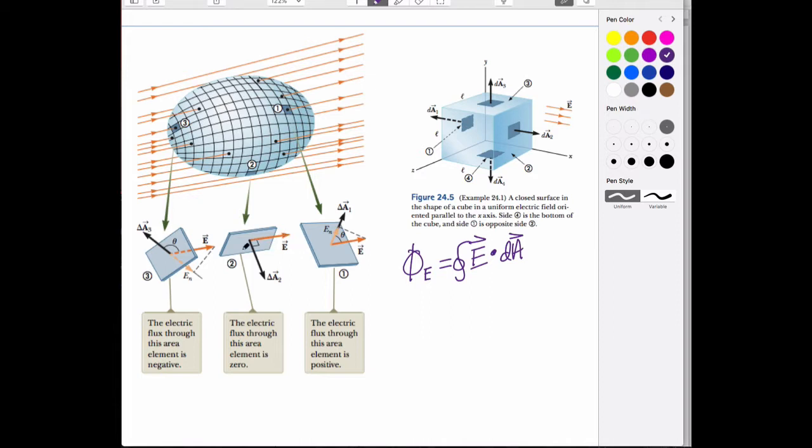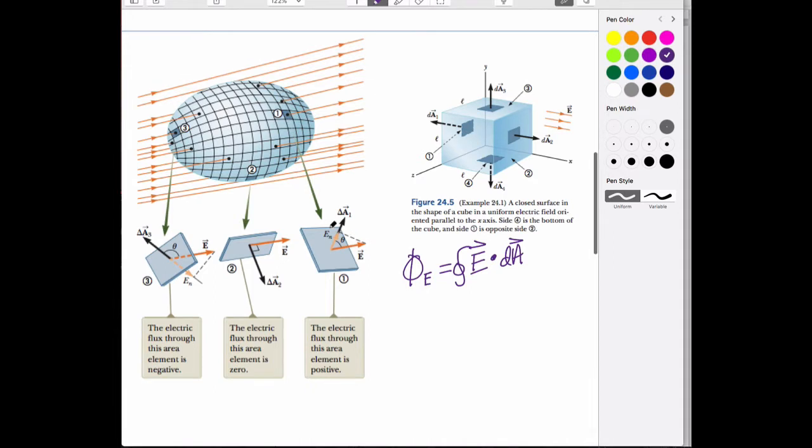Anytime the E field and the area vector are perpendicular or orthogonal to each other, there is no flux right there. So we can say that there's flux that's positive when the line is coming out of our surface, flux that's negative when it's going into our surface, and 0 when the surface and the E field are parallel to each other. Again, parallel in this context means that the orange line is parallel to the surface, but the orange line is at a right angle to the area vector.